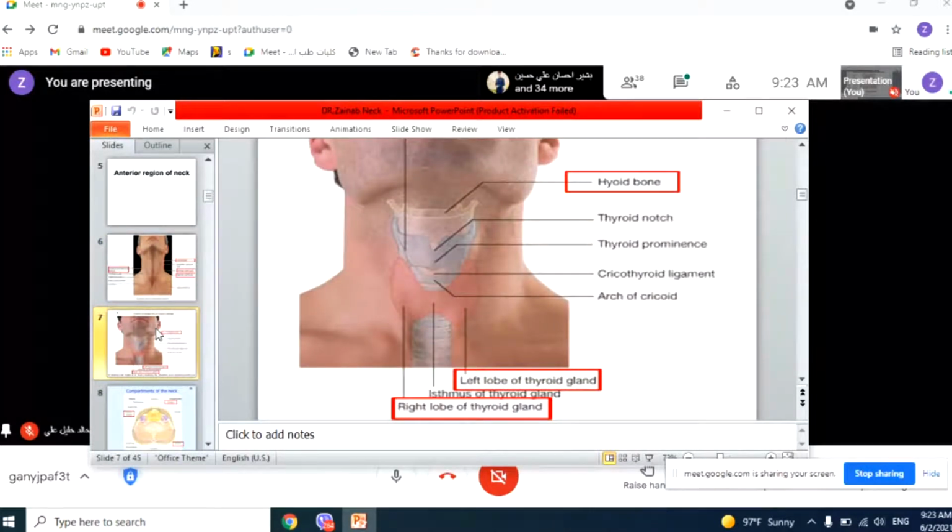So in this picture also you can see the hyoid bone, a U-shaped bone with two horns, and you can see the thyroid gland with its two lobes, left lobe and right lobe.